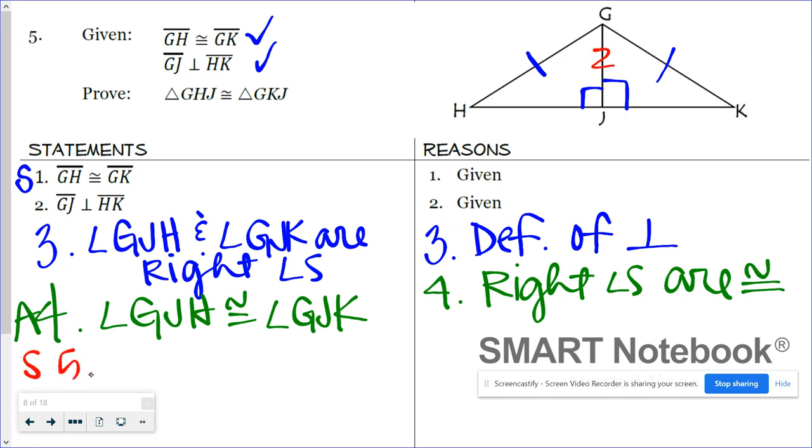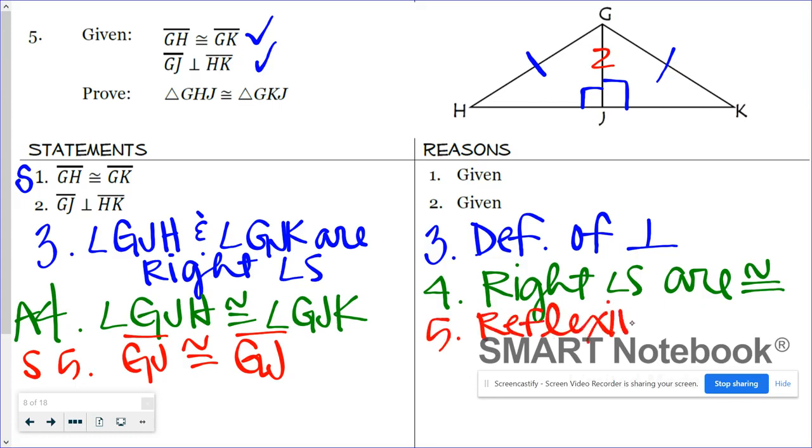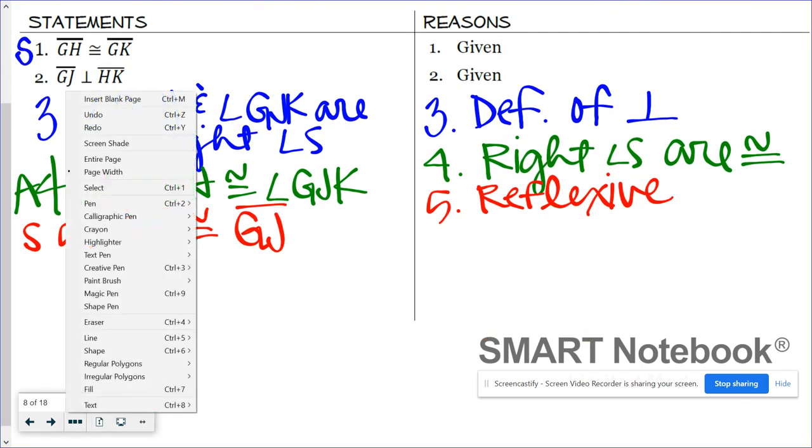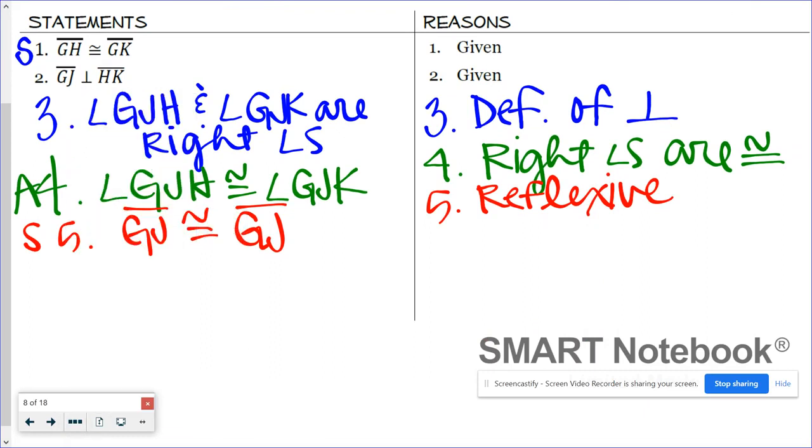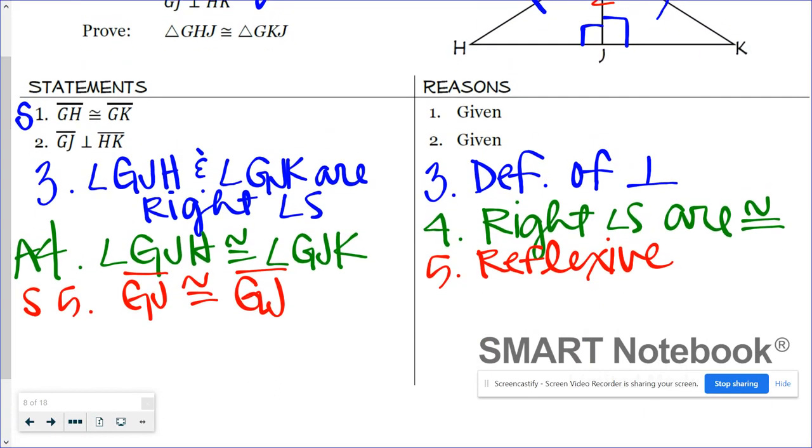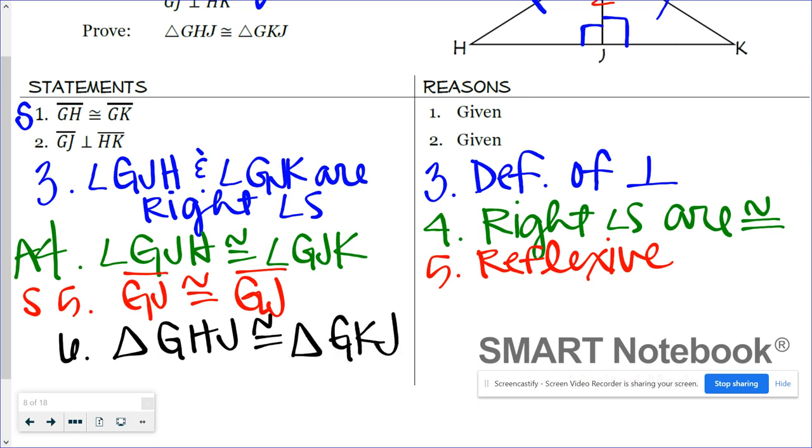So step 5, I'm going to say that GJ is congruent to itself. And what's the reason for that again? Yes, reflexive. So now that I have my 3 congruences, I am ready to prove that the 2 triangles are congruent. So I'm going to say that triangle GHJ is congruent to triangle GKJ. And what's our reason?